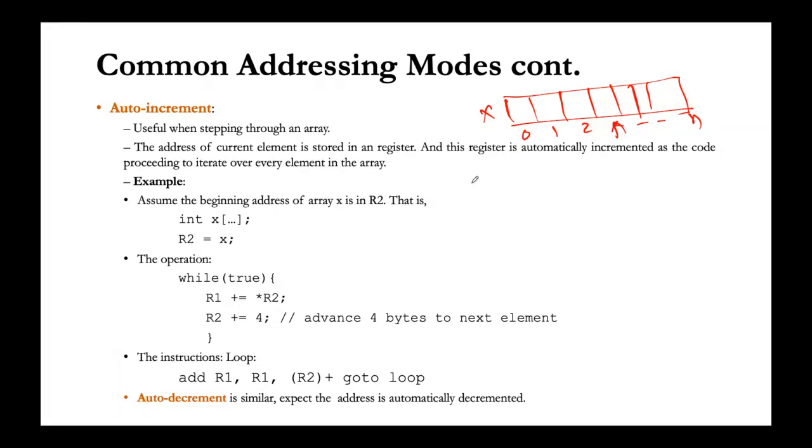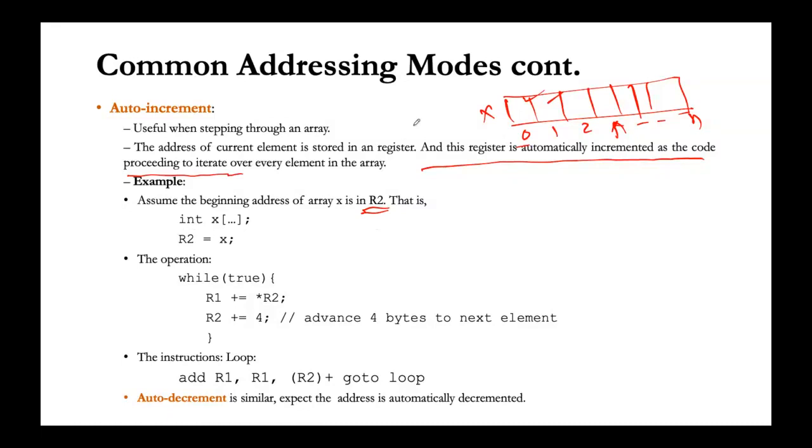So the address of the current element in the array is stored in a register, and this register is automatically incremented as the code proceeds to iterate over every element in the array one by one. So for example, assuming that the beginning address of your array X is in R2, the beginning address of your X is in the R2.